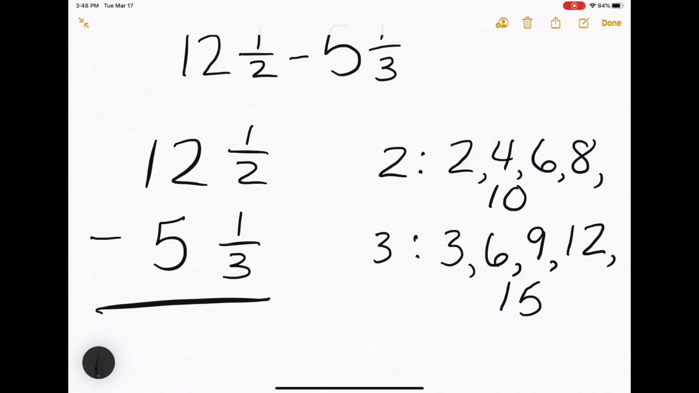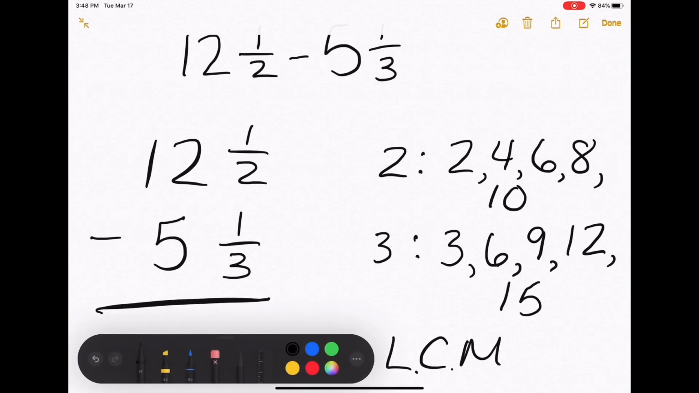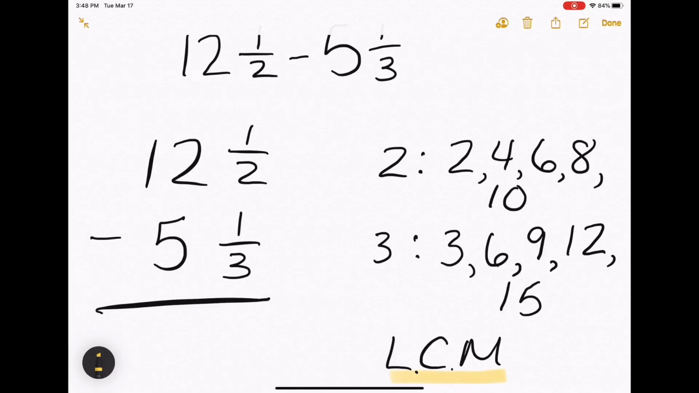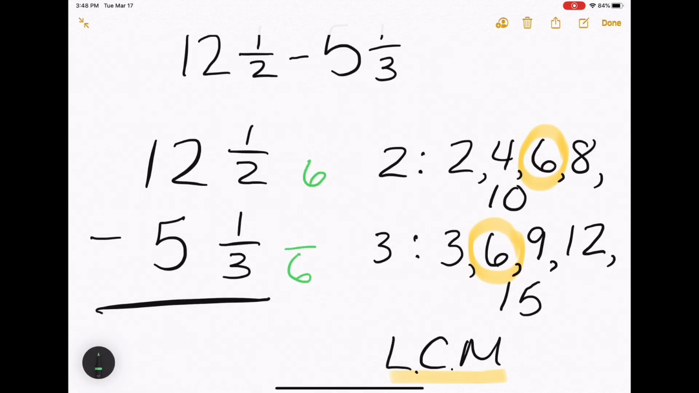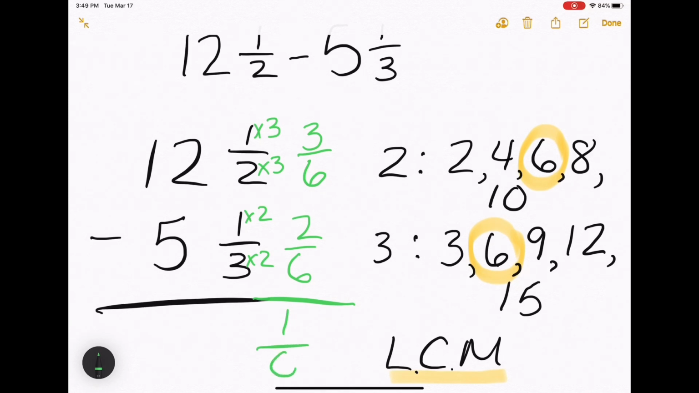So for 2, I have 2, 4, 6, 8, and 10. And for 3, I have 3, 6, 9, 12, and 15. I again find the least common multiple, which is the smallest number that appears on both lists, which is 6. So that means I'm going to convert my 1/2 and my 1/3 into sixths. And then I'm going to subtract using sixths. Make sure to multiply the numerator times the same number you used to get 6 in your denominator. So my 1/2 becomes 3/6 and my 1/3 becomes 2/6.